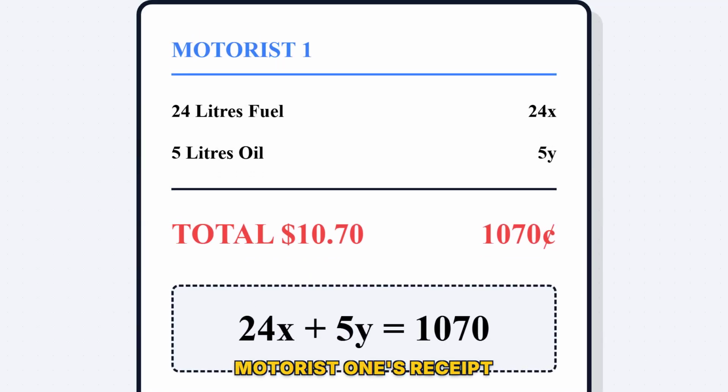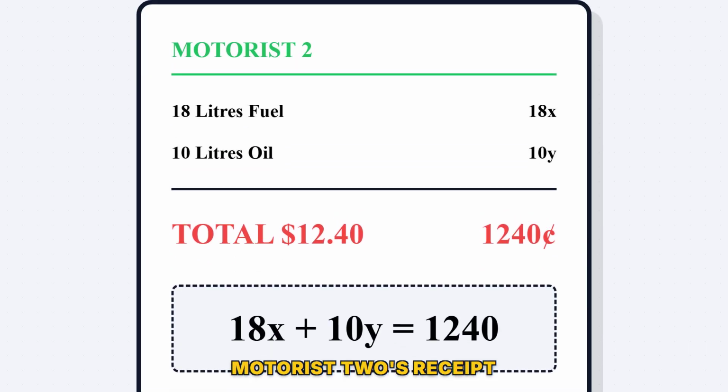Now, let's translate the first motorist's receipt. They bought 24 liters of fuel and 5 liters of oil for $10.70. In cents, that total is 1,070. So, our first statement is 24x plus 5y equals 1070.